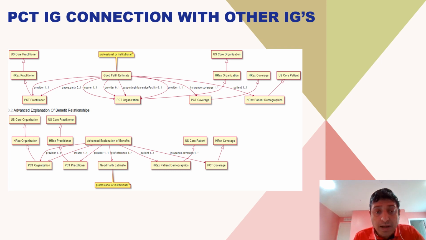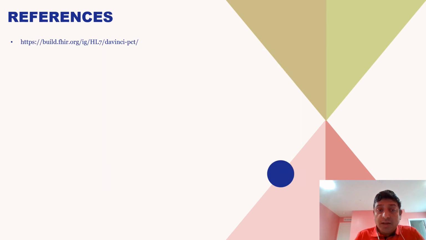So in a nutshell, it is connected to the US core practitioner resources, HREX practitioner resources, and the US core patient resources. Similarly, advanced EOB is also connected to the US core practitioner, US core organization, and HREX coverage resources. For additional details, please refer to the HL7 FHIR Patient Cost Transparency Implementation Guides.